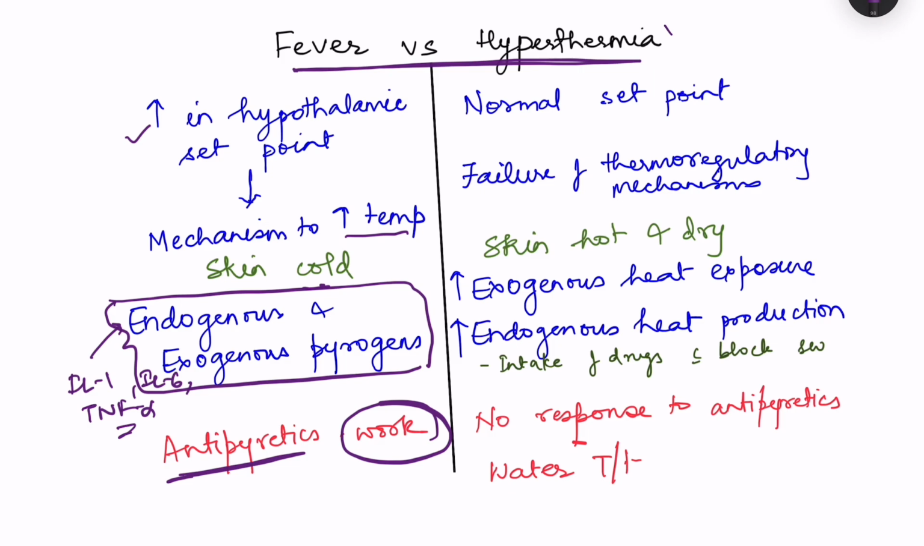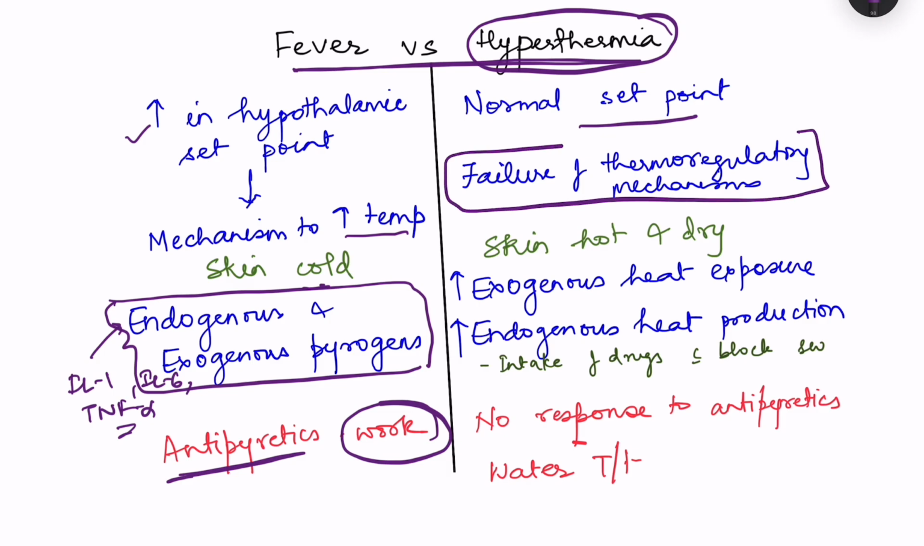But in hyperthermia, what happens? There is a normal set point. The set point of the hypothalamus doesn't change, but there is failure of thermoregulatory mechanisms. Understanding? So normally also our body is generating a lot more heat than is required. So always these thermoregulatory mechanisms are active so as to lose heat. Now suppose there is failure of thermoregulatory mechanisms, then what will happen?